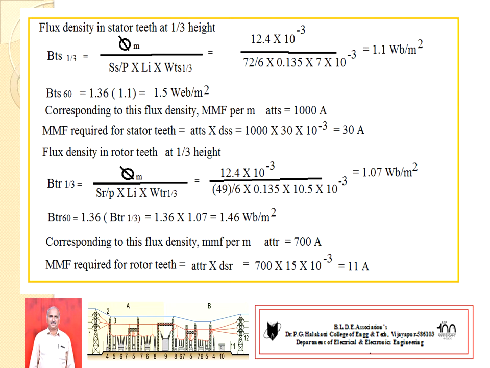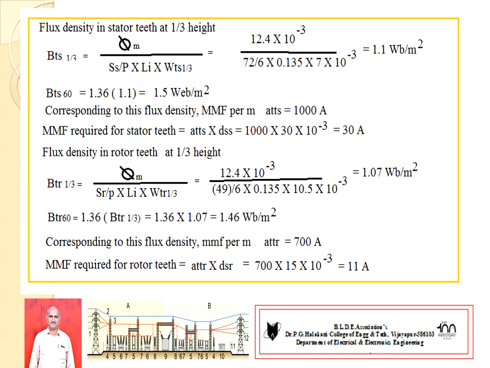MMF required for stator teeth should be equal to ATTS into DSS. ATTS means MMF per meter of stator teeth into depth of stator slot. DSS means depth of stator slot. Depth of stator slot and depth of stator teeth are both the same. Hence, this value is in mm, take it in meters, multiply, we get 30 AT.